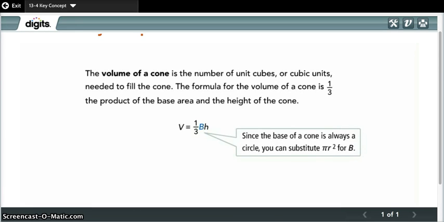Today we are talking about the volume of a cone, and this is a fairly straightforward concept. Remember that we've already talked about the volume of a cylinder, which is the area of the base times the height. Well, the cone works the same way, except that it's 1/3 the area of the base times the height.